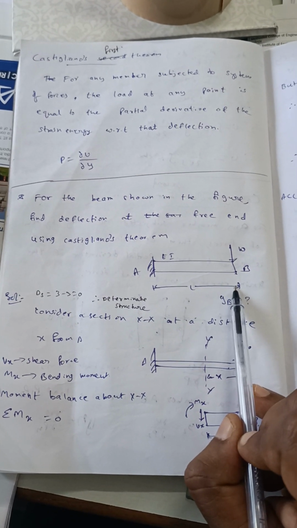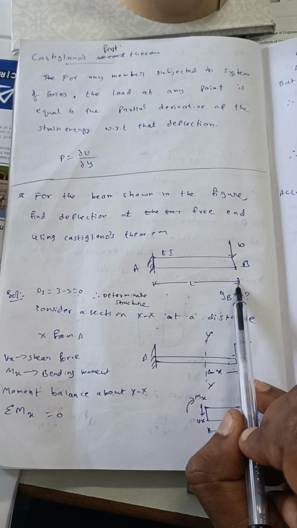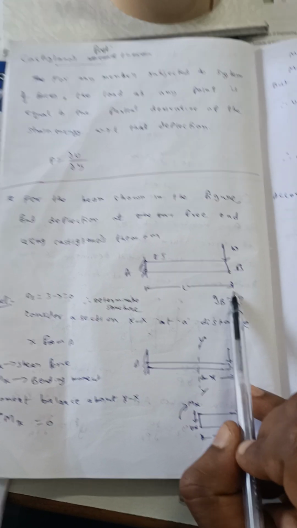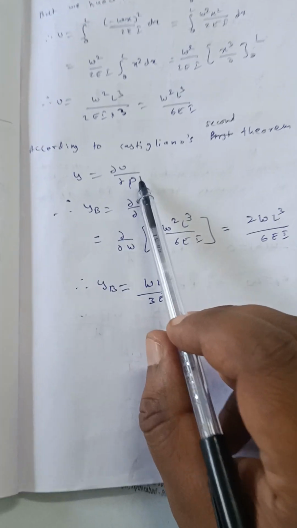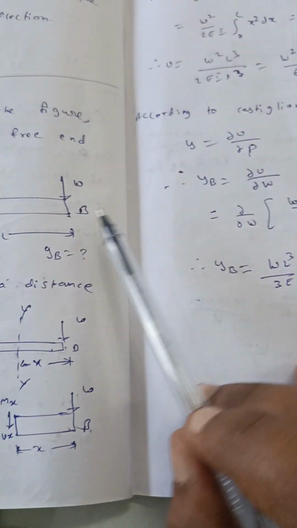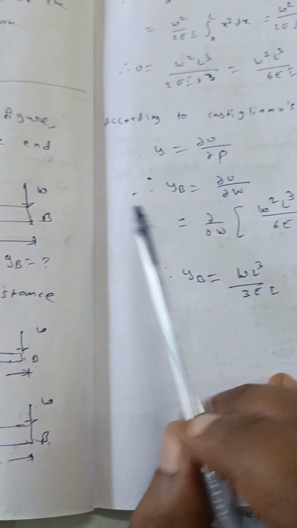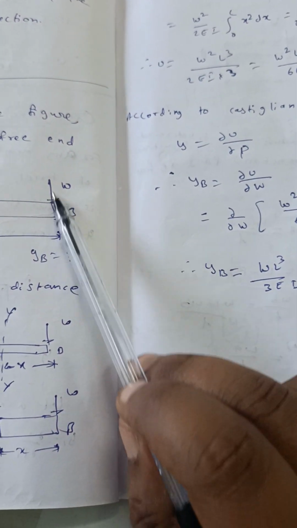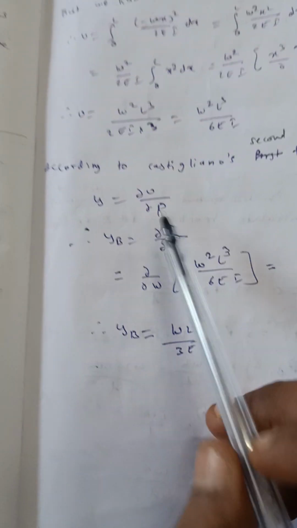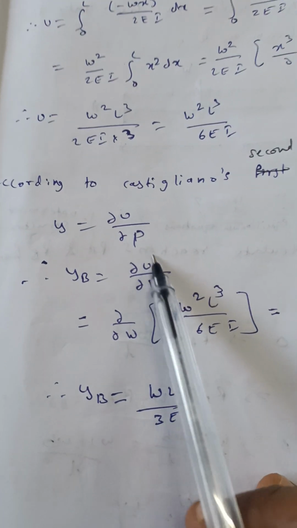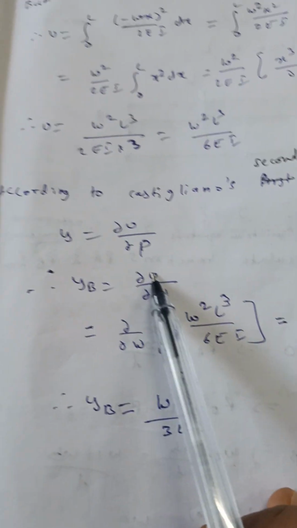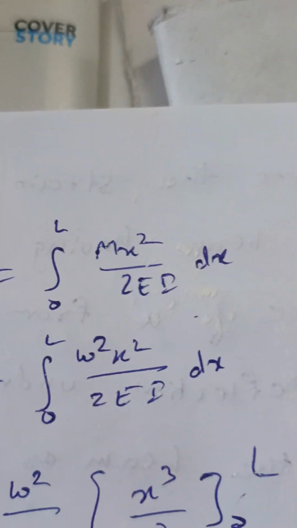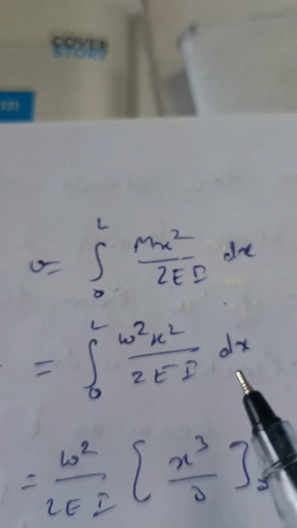So from Castigliano's second theorem, we have y equal to ∂U by ∂P. That means YB is equal to ∂U by, what is P here? The load, force W. So YB equals ∂U by ∂W. Now we need to find U first. What is the formula for U? The formula for U is the integration of Mx square by 2EI dx.